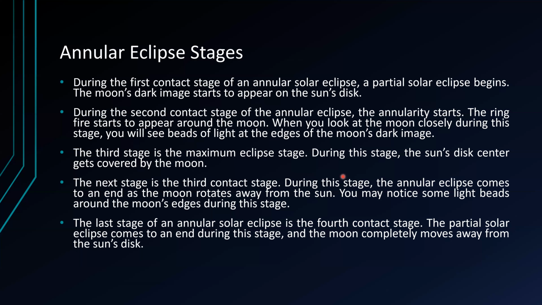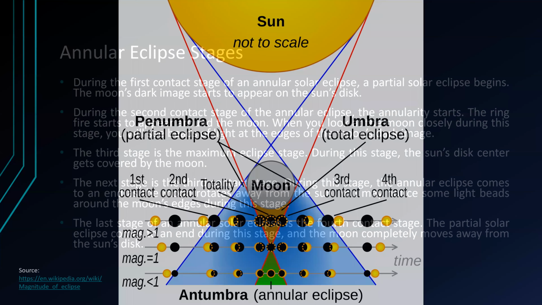And then at the end of that, we have the fourth contact stage, which signifies the end of totality or annularity, and the end of the eclipse, the complete end of the eclipse, including the partial phases. Excuse me, I'm messing that up. So once fourth contact has been reached, that's it. That's over. You go back to your car and drive safe.